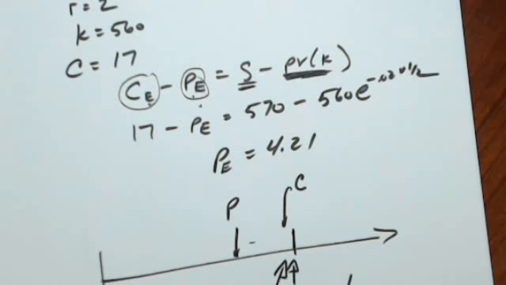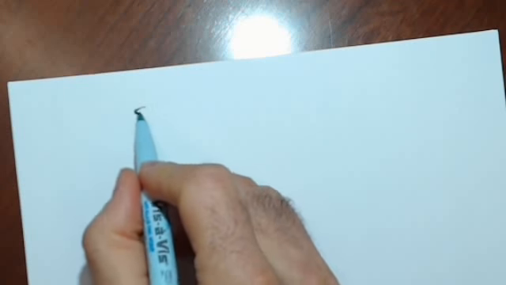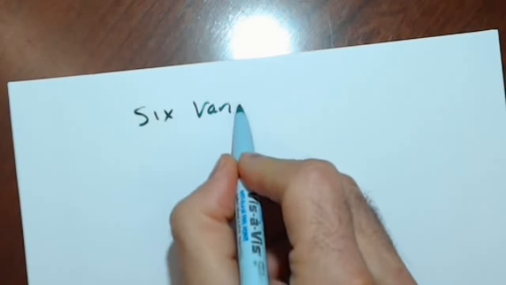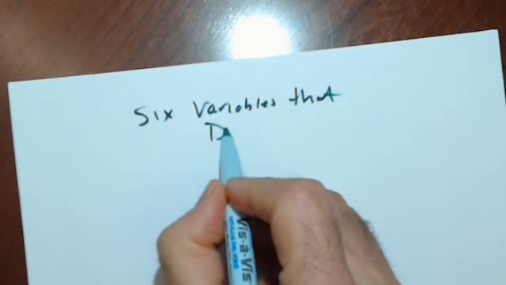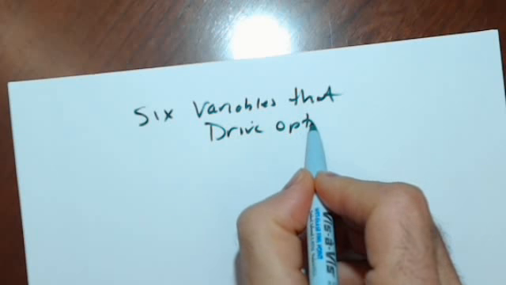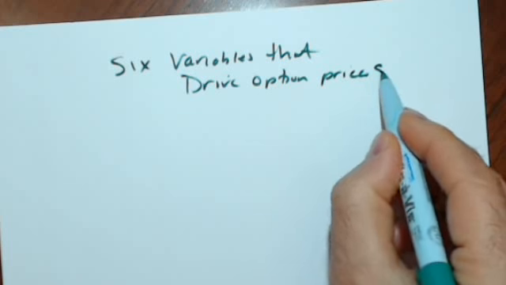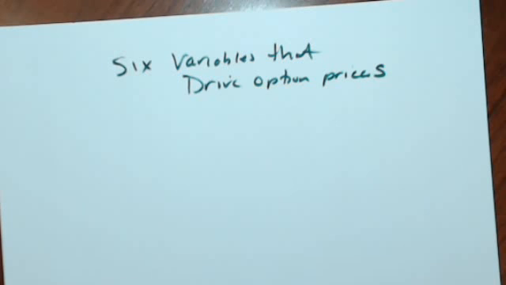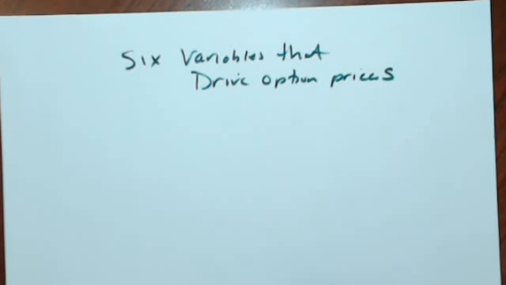Okay. What I want to do is one more thing here. This will take a few minutes. And that is, I want to summarize now. We're at a good point to summarize the 6 variables that drive option prices. We know what those 6 variables are. And so what I want to do is make sure that we can explain that. So this is a good summary of what we've done in chapters 9 and 10.